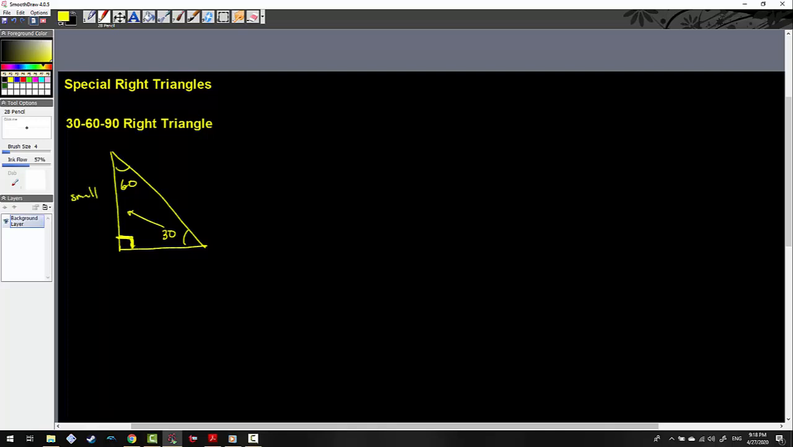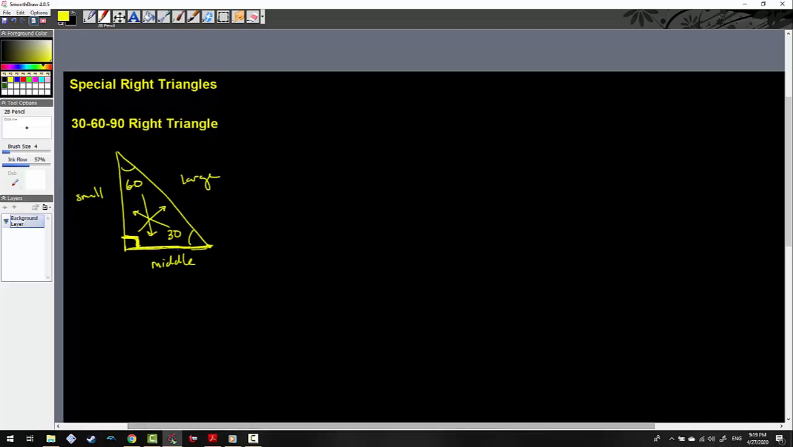And the reason why it's small is because opposite of a small 30-degree angle will be the smallest side of the triangle. Opposite the 60 would then be the middle side, because 60 is the middle angle of the triangle, so it makes sense that the bridge that's needed to fill this opening would be middle-sized. 90 is the largest angle there. We call this the large side. And that is the hypotenuse by definition. The hypotenuse is defined as the largest side of a triangle opposite the 90-degree angle.